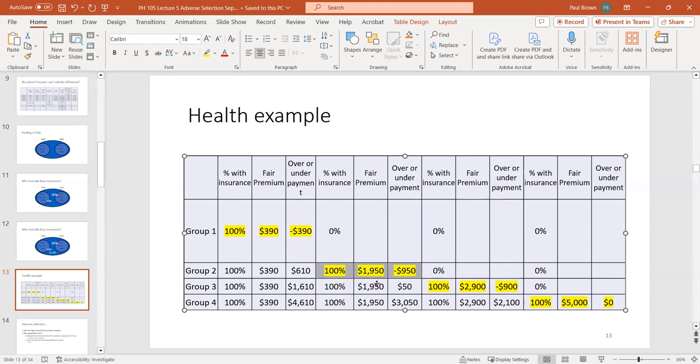So they say, I'm out of here. So they drop out too. And now the premiums go up to 2,900 because the only people left buying insurance are groups three and four, the high risk people. And now group three is saying, wait a minute, I'm paying $900 too much for my insurance. So they drop out. Then eventually the only people in insurance are the high risk people and they're paying the full cost, $5,000. That's the death spiral. That's adverse selection.